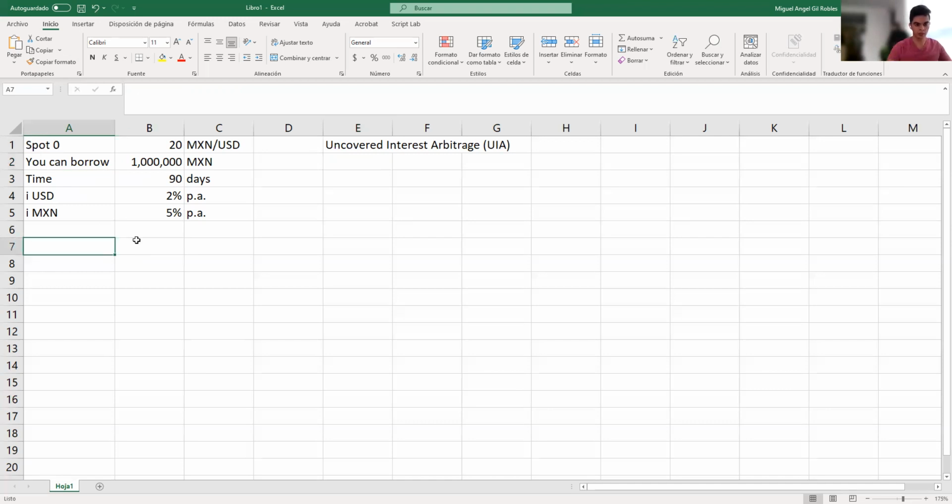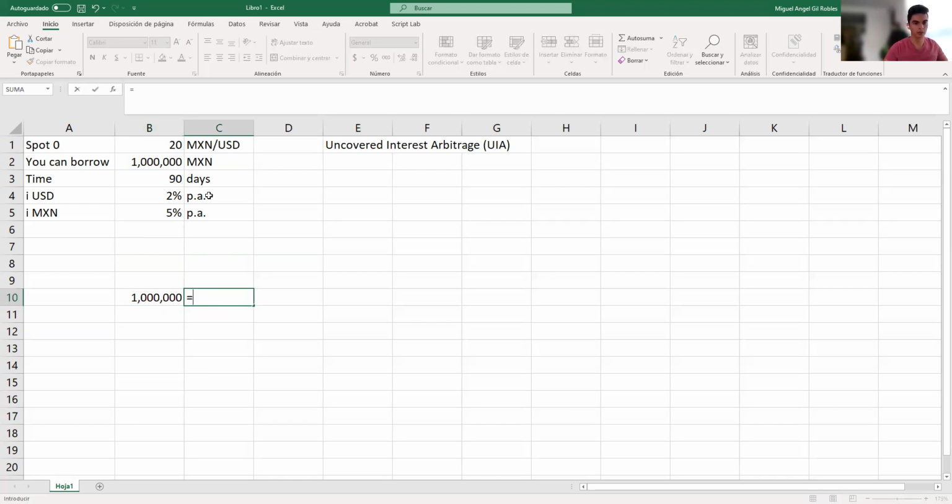So let me do the exercise in here so you can go step by step with me, and we can see how it's done. You will see that it's very similar to the CIA. There are only a couple of differences. So let me start in here. I will copy the amount of pesos that we can borrow. So we can borrow 1 million pesos. That's to start. And then from here, I need to calculate how much I will pay in the future.